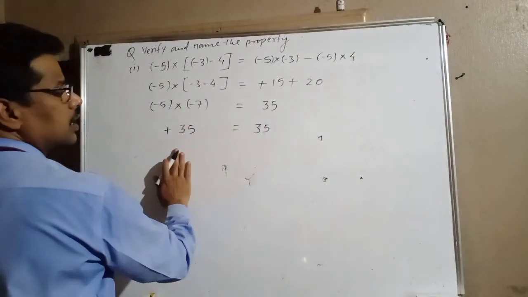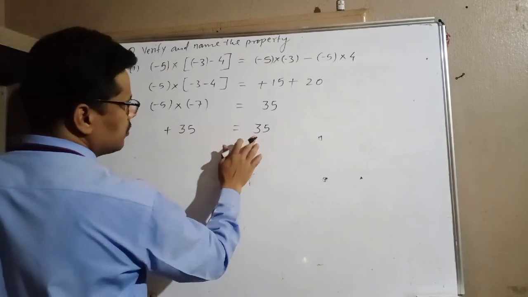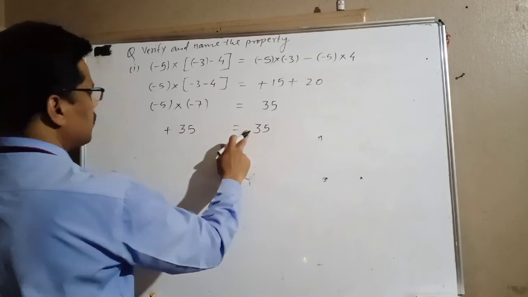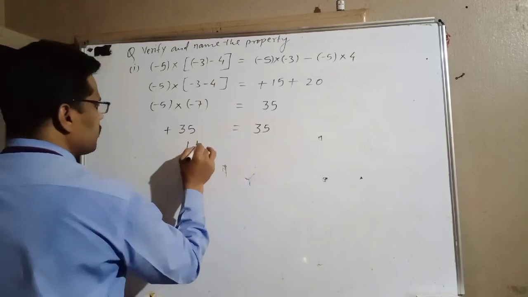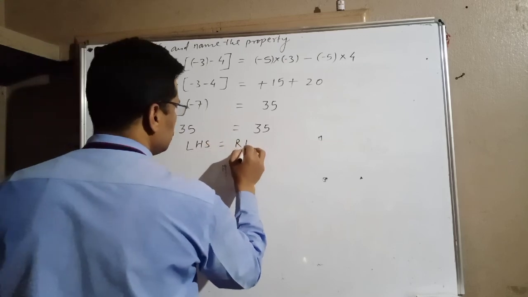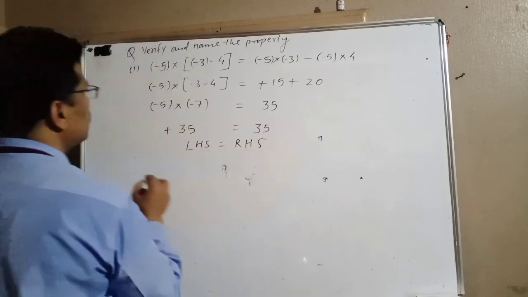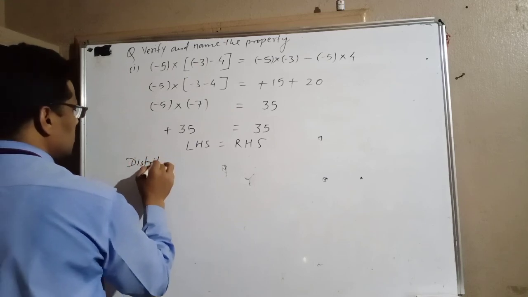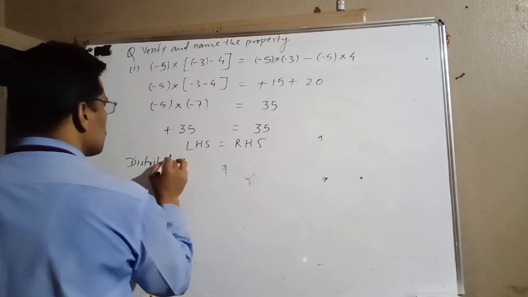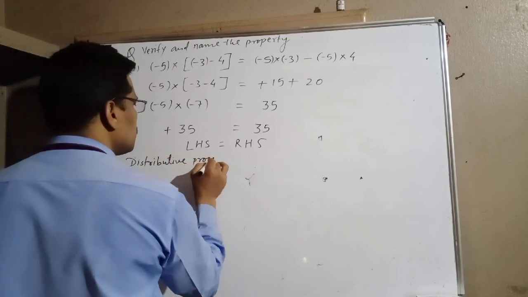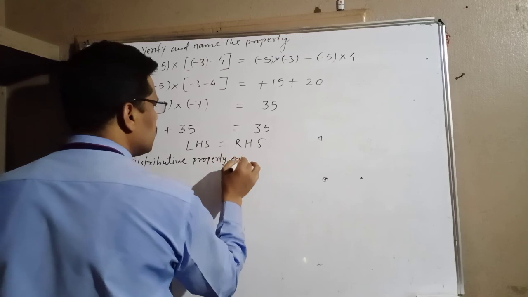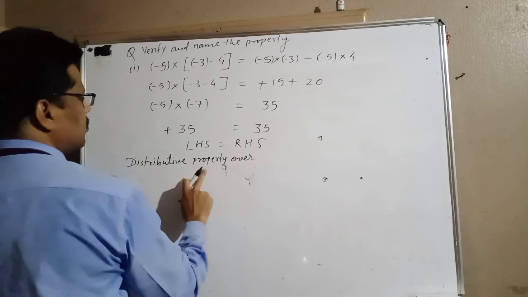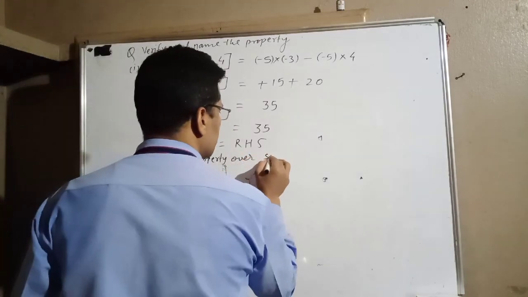So what do we find? Both sides are equal. It is also positive. There is no sign. We are not putting a plus sign. It is considered already positive. And keep in mind, we can write here left hand side is equal to right hand side. Distributive property over, there is a minus sign between these two numbers. We can write distributive property over subtraction.